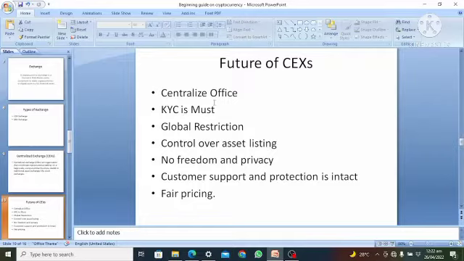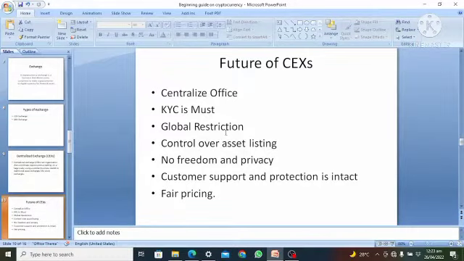Two, KYC is a must. It's not optional. What we mean by must is that it's not something where you say, without it I can continue my trading or my cryptocurrency business. No, this KYC is a must. You may ask, what is KYC? KYC simply means know your customer. Know your customer verification is not optional, but a must.